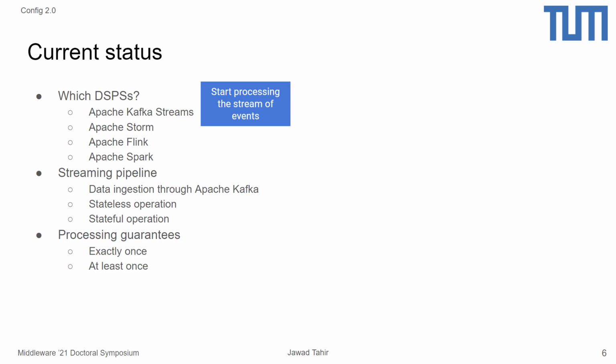We have shortlisted four distributed stream processing systems to run our benchmark on, which are Apache Kafka Streams, Apache Storm, Apache Flink, and Apache Spark. And our pipeline consists of different stateful and stateless operations, and the data is ingested through a multi-broker Kafka cluster. We will also run our benchmark on different processing guarantees, like exactly once and at least once, and we'll see if these processing guarantees hold even in failure as well.